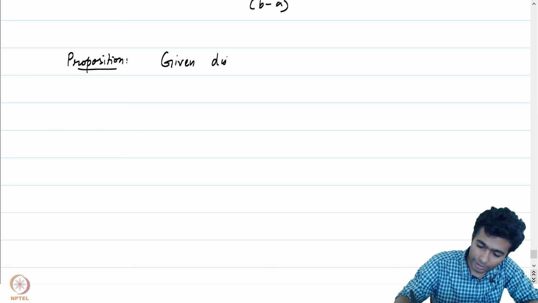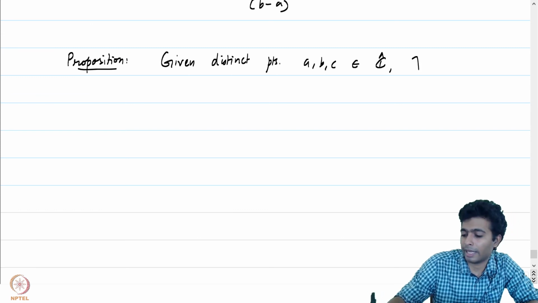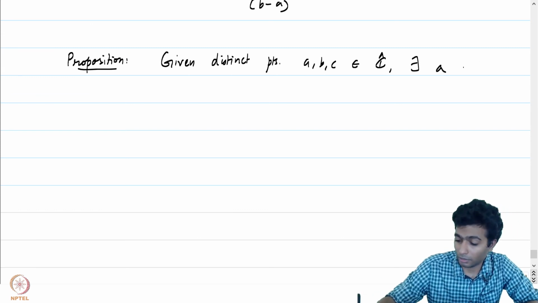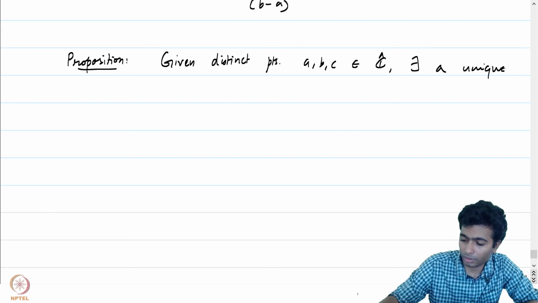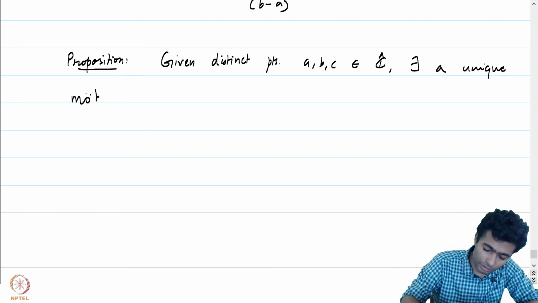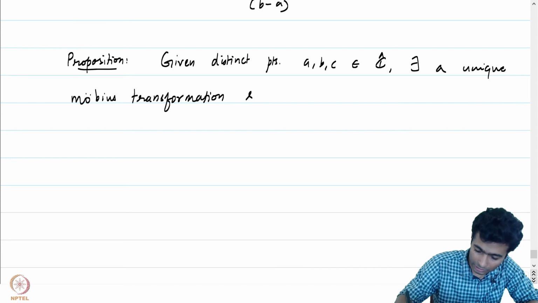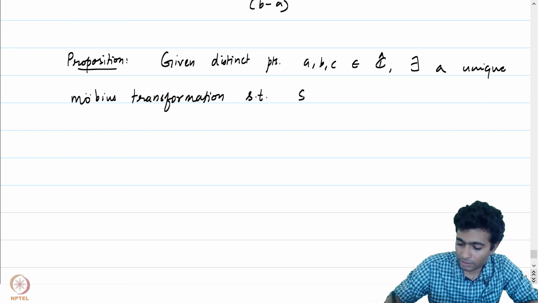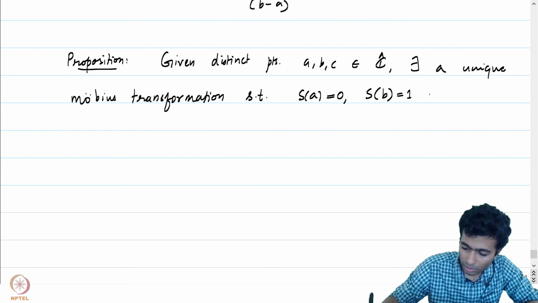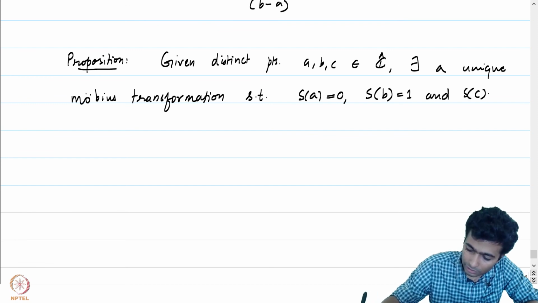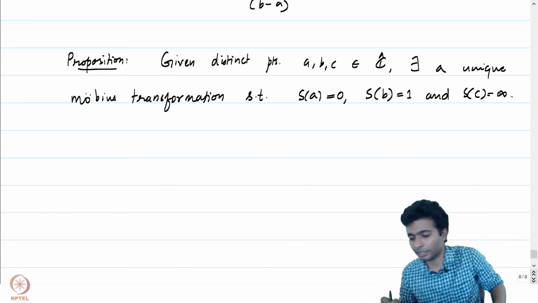Given distinct points A, B, C in C hat, there exists a unique Mobius transformation, which we have already shown, such that S of A is equal to 0, S of B is equal to 1 and S of C is equal to infinity. We have taken care of all the possibilities as well, right?